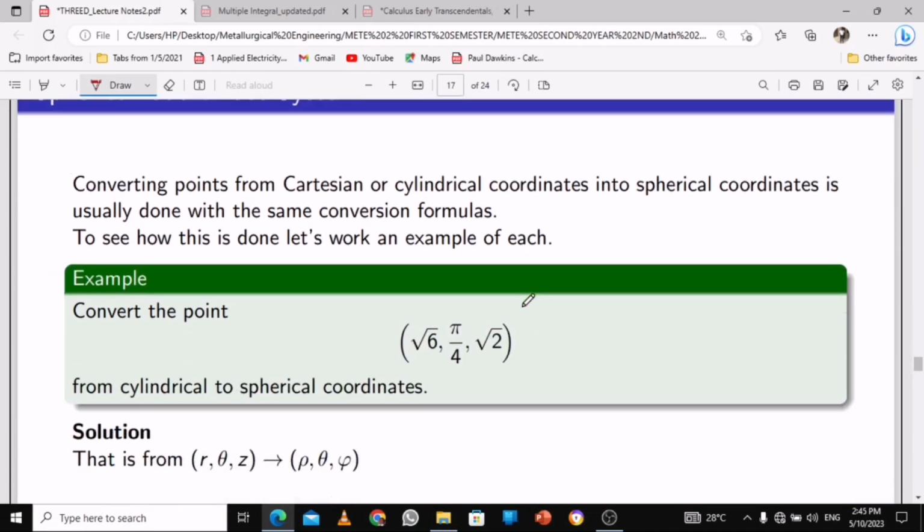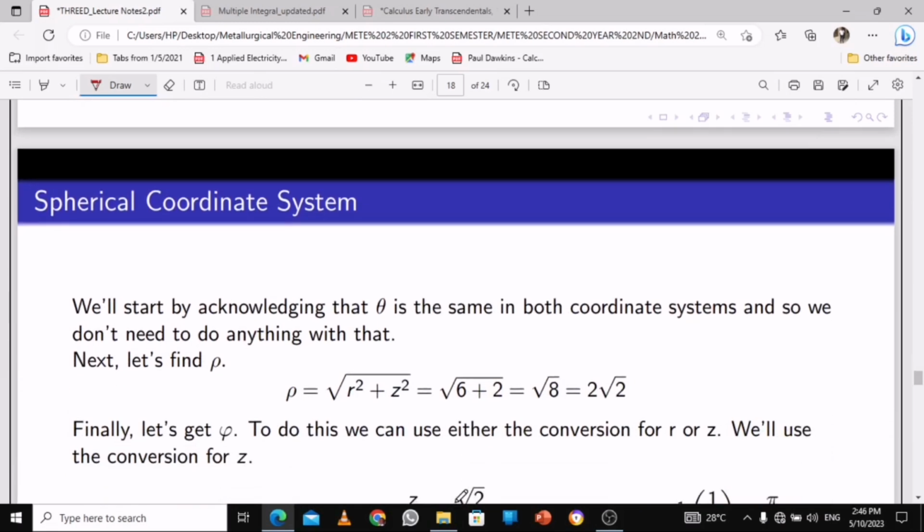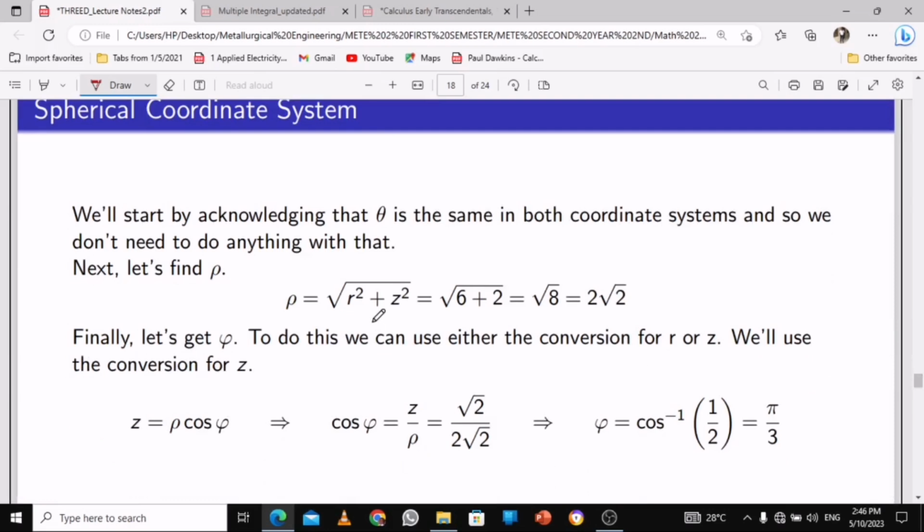So let's do one example. We are supposed to convert this cylindrical coordinate to spherical coordinates. This is r, this is theta, and this is z. First, we have the angle theta, which is pi on 4. Let's find rho, whereby rho is equal to the square root of r squared plus z squared. They gave us r as root 6, theta is pi on 4, and z is root 2. So rho will be the square root of r squared plus z squared, which gives you root 8, that is 2 root 2.